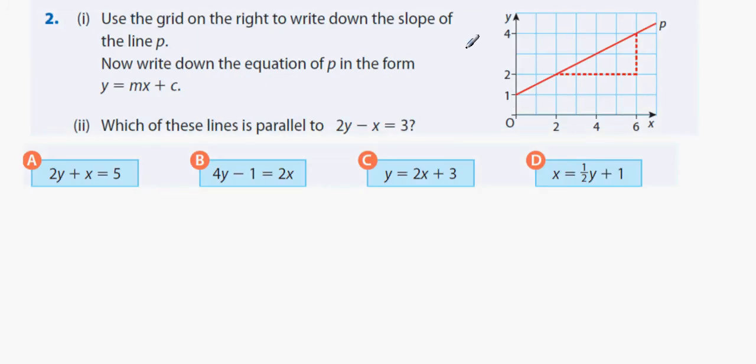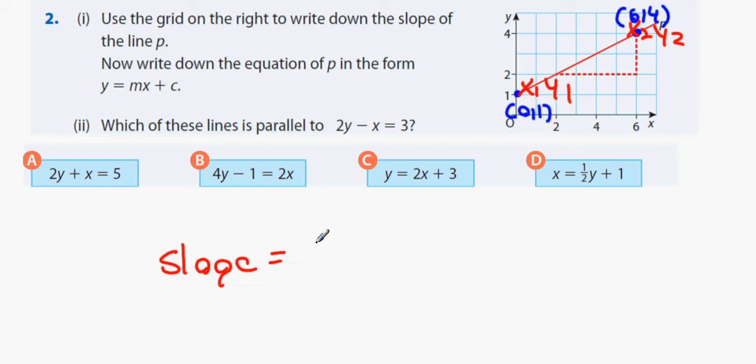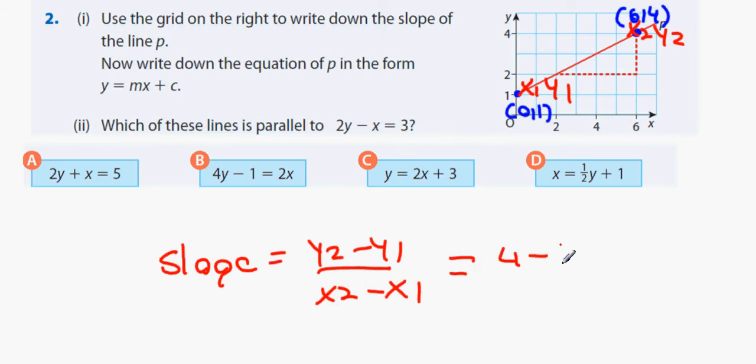Okay, next one. Use the grid on the right and write down the slope of the line P. Now, this could be done two ways. The first way you could do it is you could use the formula and write down these 2 points: that's the point 6, 4. This is the point 0, 1. This one is x2, y2, and this one here is x1, y1. The slope formula is y2 minus y1 over x2 minus x1. So we have 4 minus 1 divided by 6 minus 0, which is 3 over 6, which equals a half.